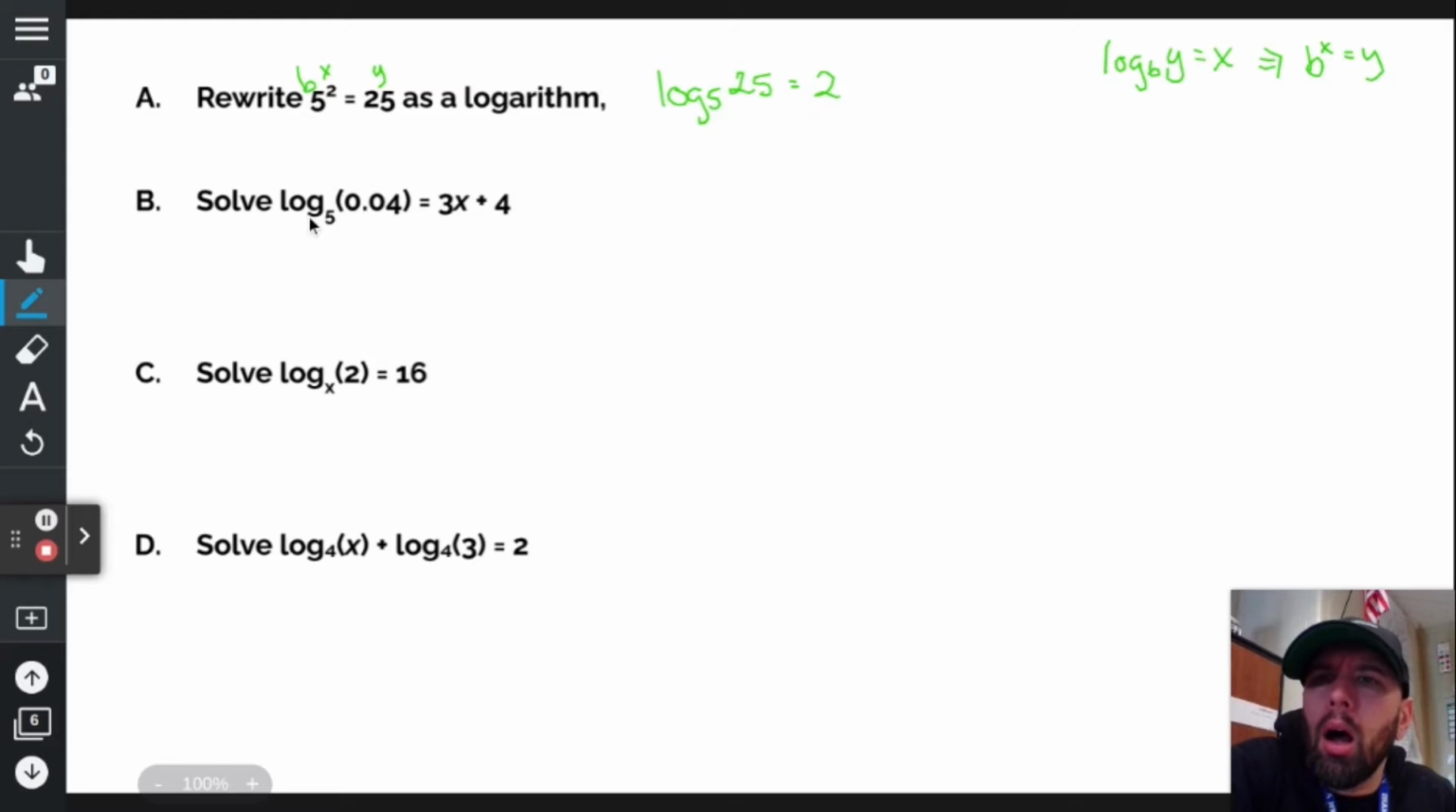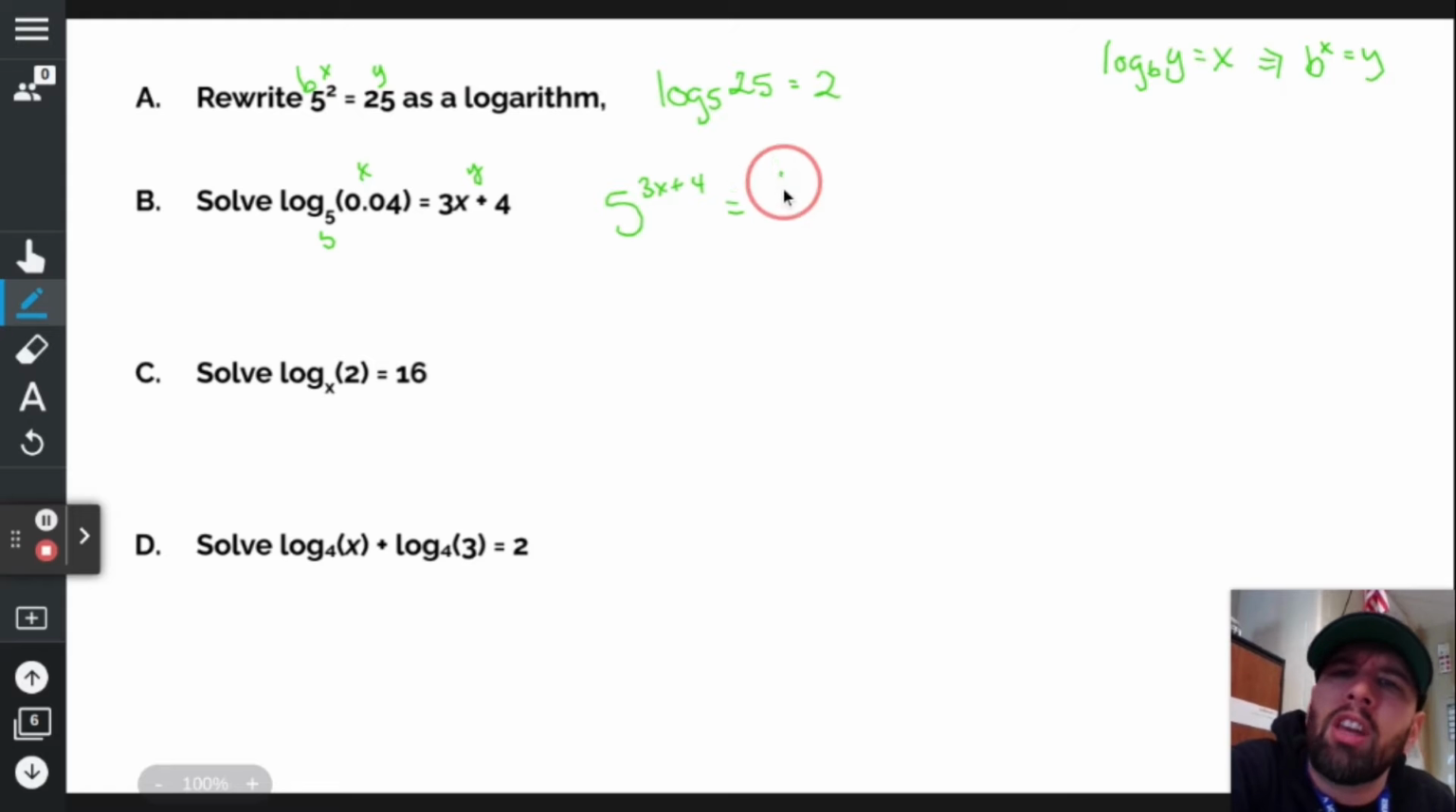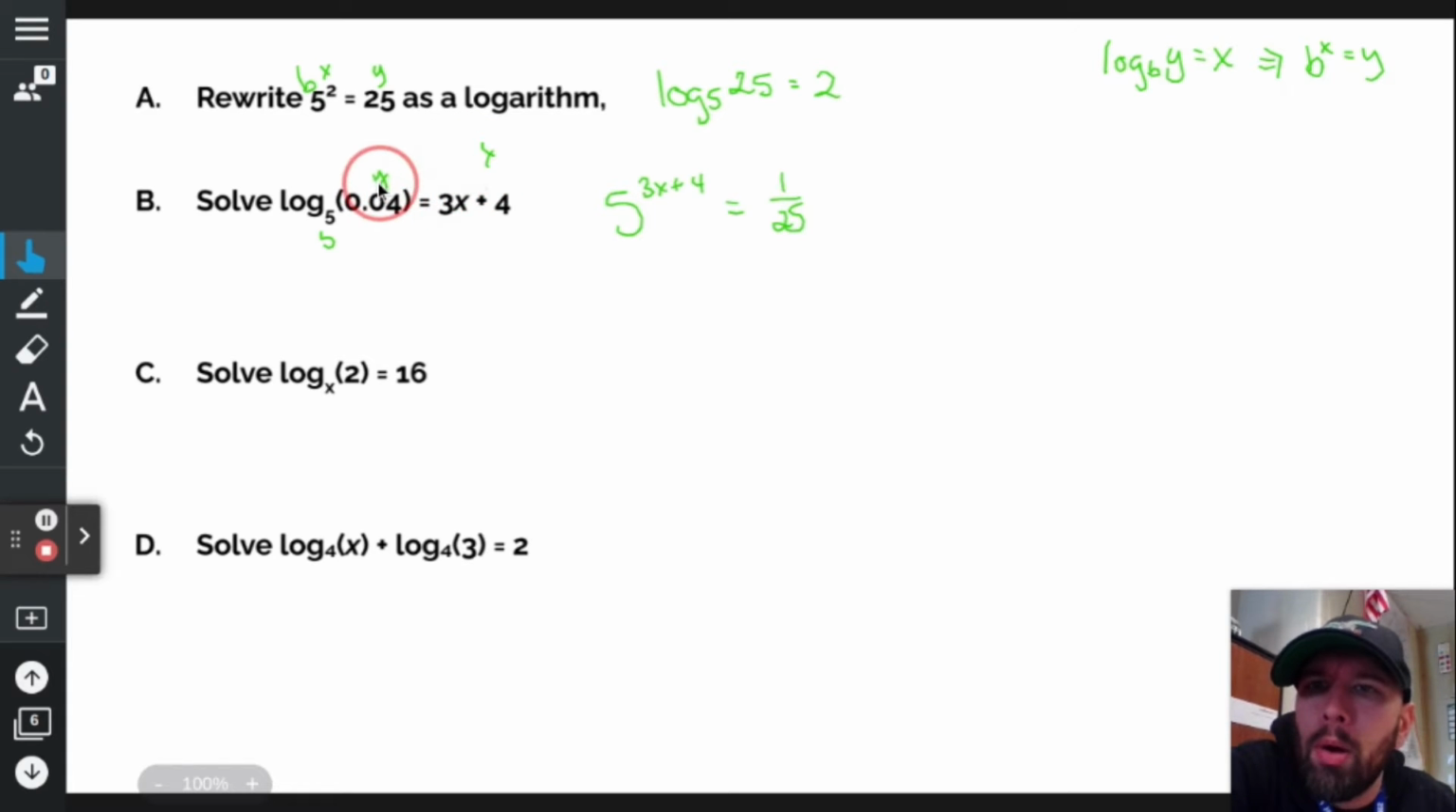All right, I'm going to do the same thing here. I'm going to rewrite that as that. So you would be my b, you would be my x, and you would be my y. And so I'm going to write this as 5 to the 3x plus 4 equals 0.04, which is the same as 1 over 25. I mislabeled these, by the way. No one will ever know the difference.